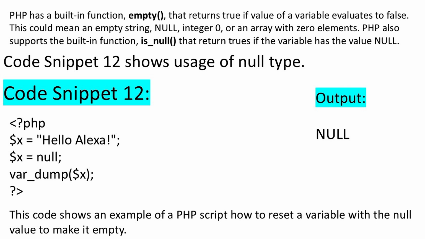In code snippet 12, an example is shown to demonstrate how to use the null value. The script begins by creating a variable $x and assigning it a string value, "Hello, Alexa!" This means $x initially contains text data. Then, the value of $x is changed to null using the statement $x = null. At this point, the variable no longer holds any data. It becomes empty. The var_dump($x) function is then used to display information about the variable. Since $x now has a null value, the output will show NULL, confirming that the variable has been successfully reset and no longer stores the original string.